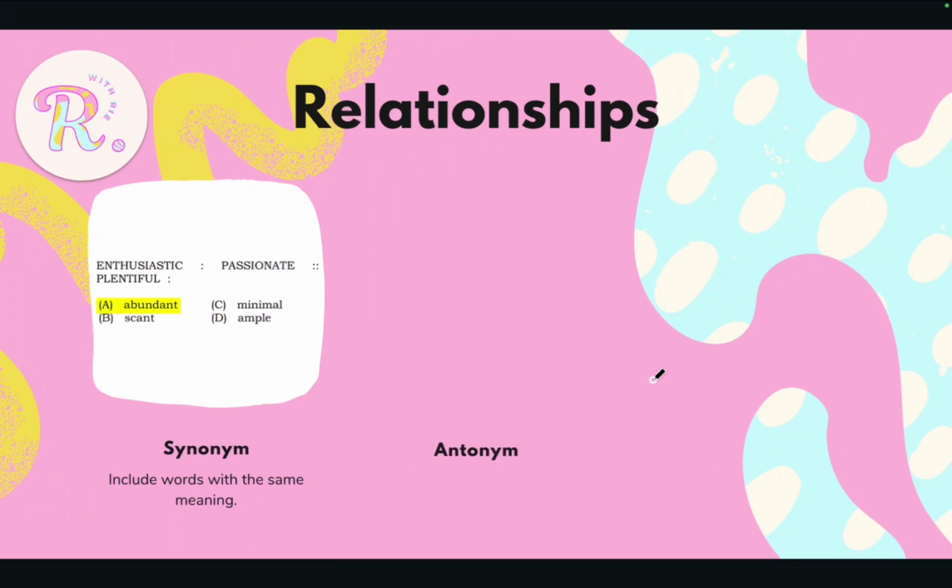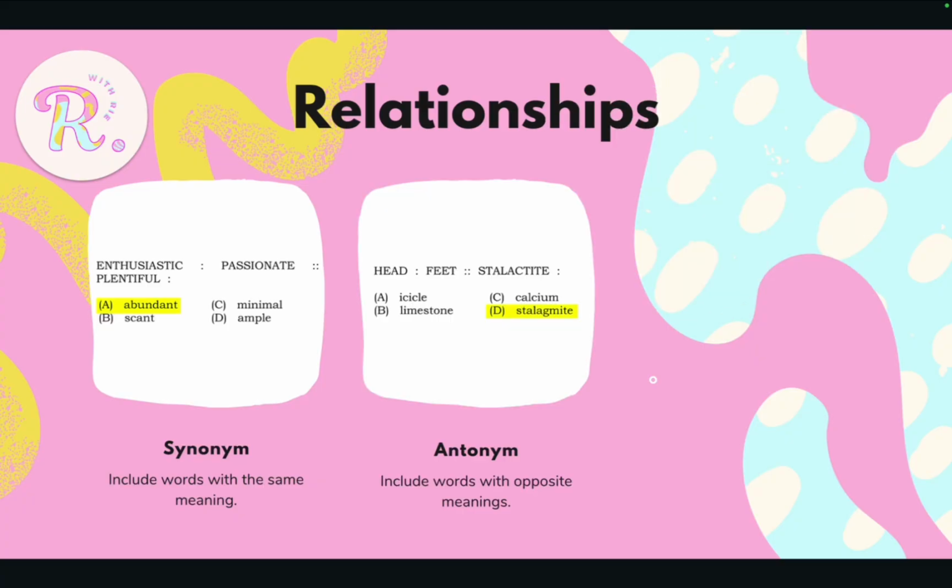Okay, next up we have the antonym. So that's the opposite words. So here we have another example. We have here head is to feet as stalactite is to stalagmite. So we know that head and feet are opposing or opposite parts of the body because the head is at the anterior portion while the feet is at the posterior portion. Now we have to find the antonym of the next pair.